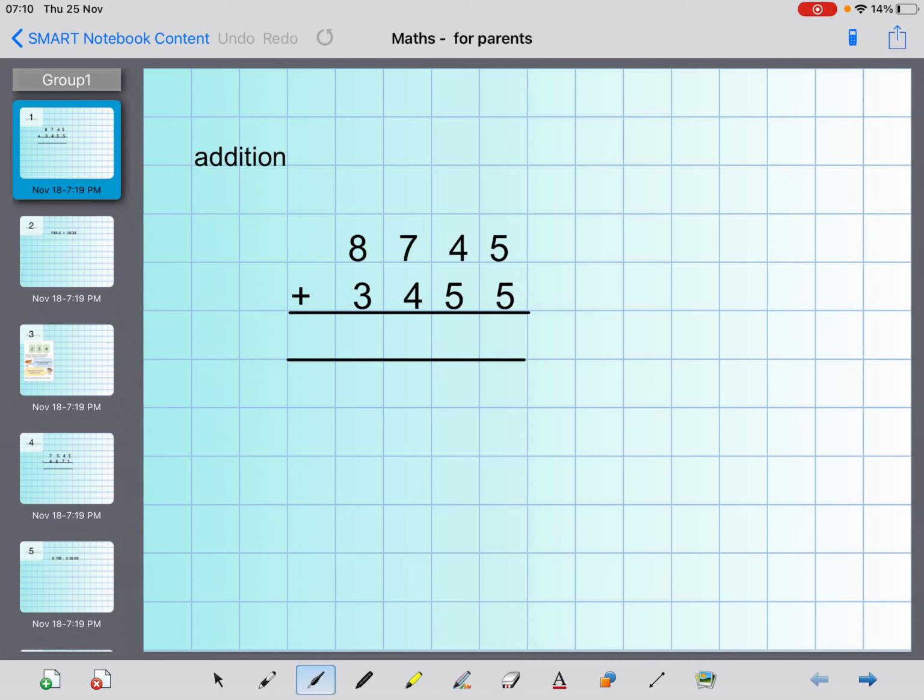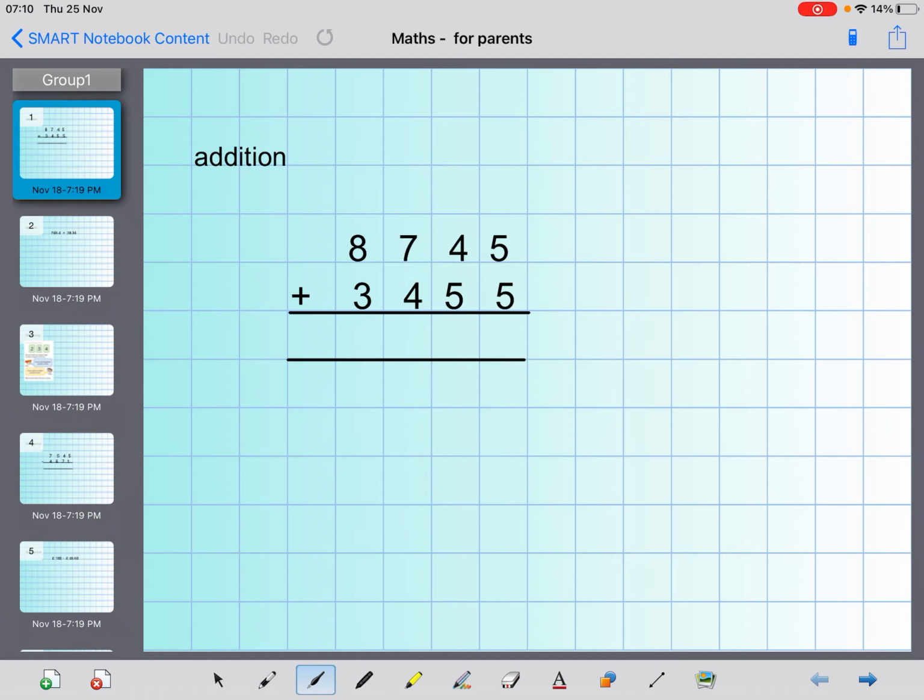Today we will be looking at the 4 operations: addition, subtraction, multiplication and division. We will be going through an example of calculation for each of these and an example of reasoning for each of these. I hope you find this video useful for when you are helping your children at home.